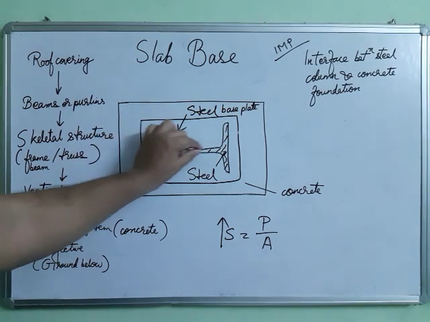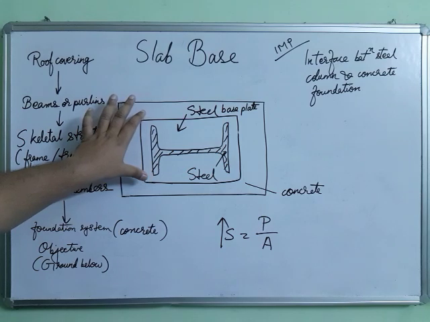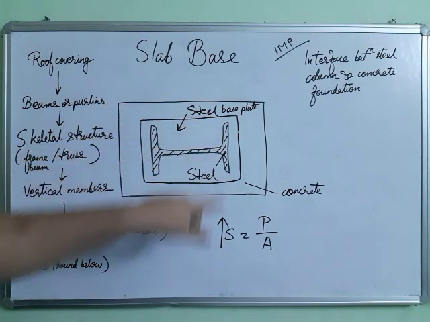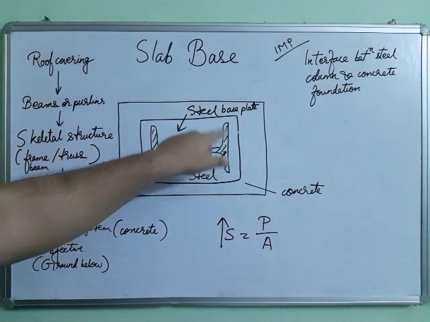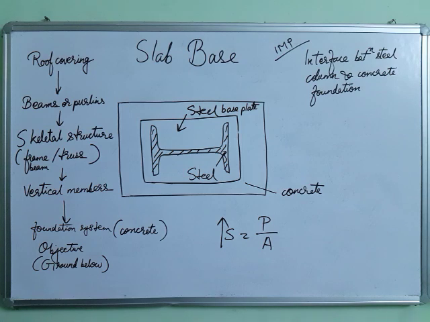Instead of distributing the load P over a smaller area, we are now distributing it over a larger area of steel, which is why we are using a steel base plate. It is a plate which is provided at the base of a column. And that's why it is called a base plate.